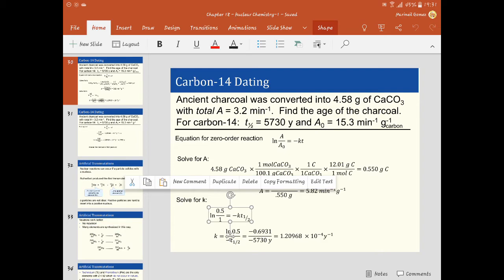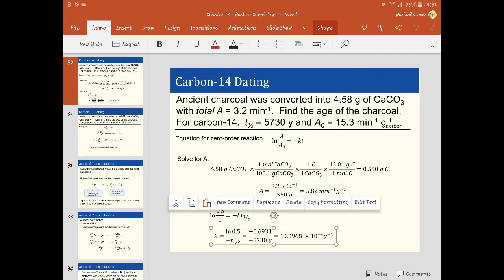And for the ln of A over A sub O, we do not need the actual values of A and A sub O for getting the half-life, because again, the definition is the amount of time it needs to get half of the original. And since the equation just demands the ratio of the amount of activity over the original amount of activity, that's basically just a ratio. So the ratio for half-life is always 1/2. So we have ln of 0.5 divided by negative t1/2. To find the k, you just divide ln of 0.5 by the negative of the half-life. So our k is 1.20968 times 10 to the negative 4 year raised to negative 1.